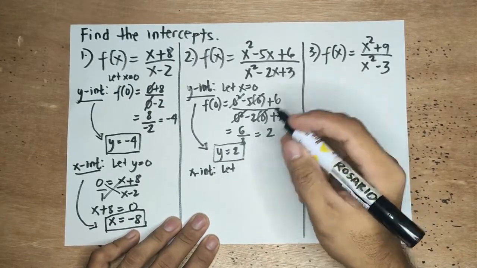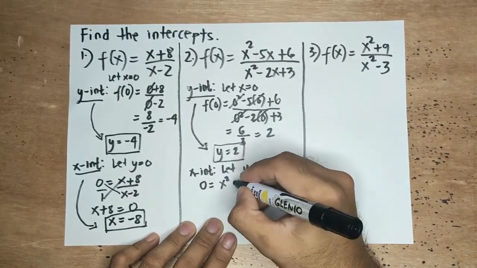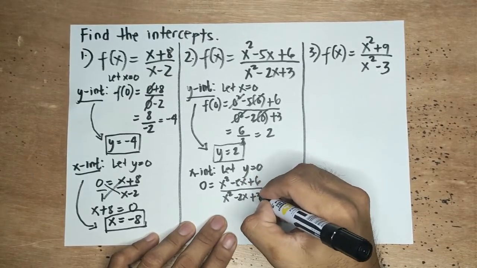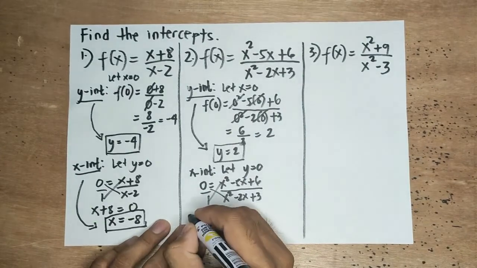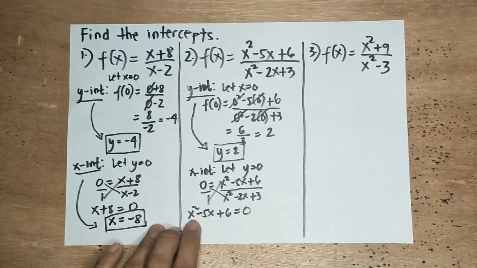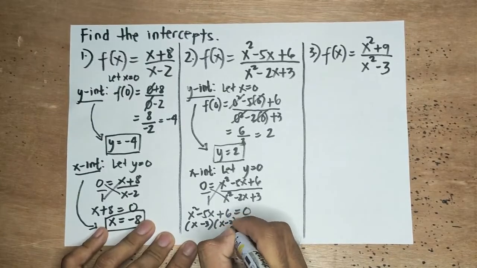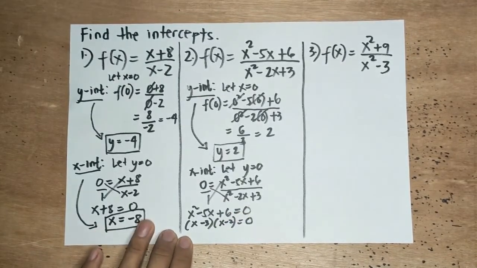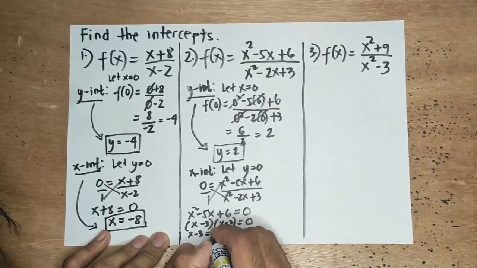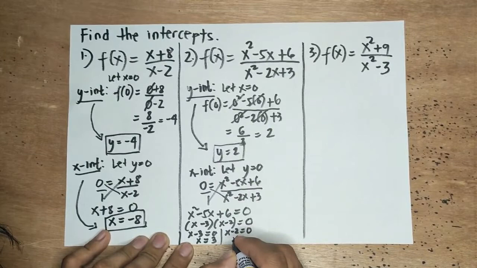For the x-intercept, we let y equal to 0. So 0 is equal to x squared minus 5x plus 6 all over x squared minus 2x plus 3 all over 1, cross multiply. So ang maiiwan na dyan ay x squared minus 5x plus 6 is equal to 0. So factoring this, we have x minus 3 and x minus 2, which is equivalent to 0. Using the zero factor property, we can equate all of the factors to 0. So x minus 3 is equal to 0. Solving for this, we have x is equal to 3. And then here, x minus 2 is equal to 0, x is equal to 2.